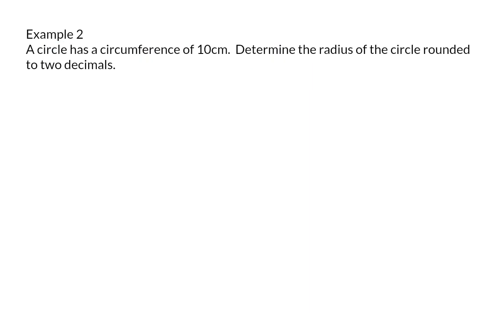Example 2. A circle has a circumference of 10 centimeters. Determine the radius of the circle, rounded to 2 decimals. Again, our first step is to choose the correct formula. For the circumference of a circle, we have a choice between two formulas, and I'm going to choose the formula that the circumference is equal to 2 pi radius because we are asked to determine the radius.